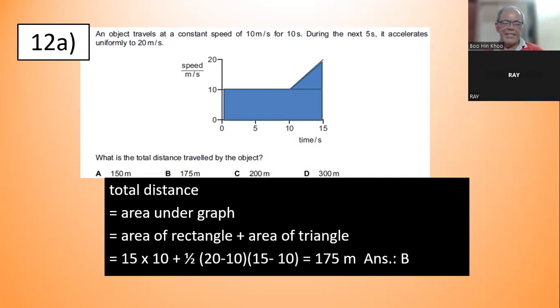The area of rectangle is 15 times 10. The area of triangle is half times base times height. Height is 20 minus 10, base is 15 minus 10. The answer is B. You say B, isn't it? So correct. The next one is number 18.